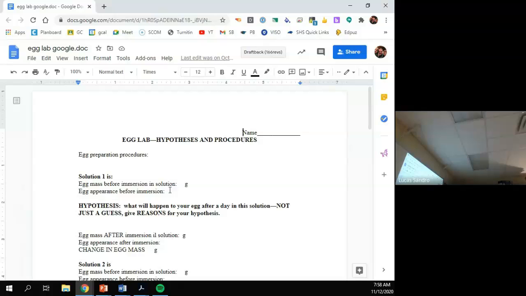So your egg mass before immersion in solution 1 and appearance will come next. Then you do your hypothesis. Then you're good. You bring your egg to me, and I cover it in corn syrup, and you put it back where it goes. Any questions? All right. So for the hypothesis, do you want us to do that first? You can do it whenever you want, just before tomorrow. Yeah. Go.